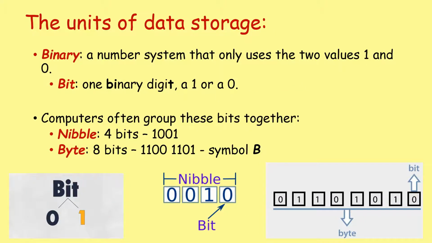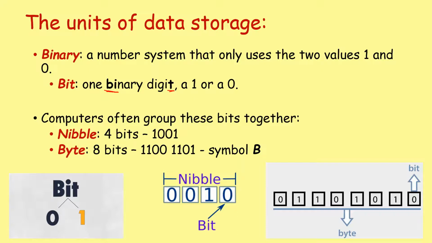Binary is a number system that only uses two values, 1 and 0. So a bit is one binary digit, a 1 or a 0. So we've got binary digit, bit. That's where bit comes from. Not a lot of people know that.